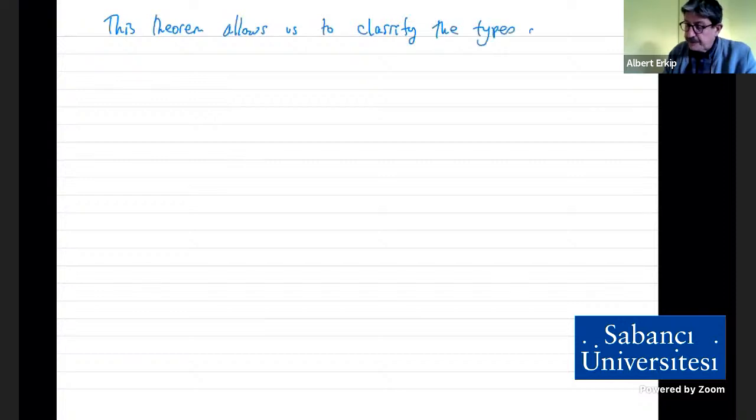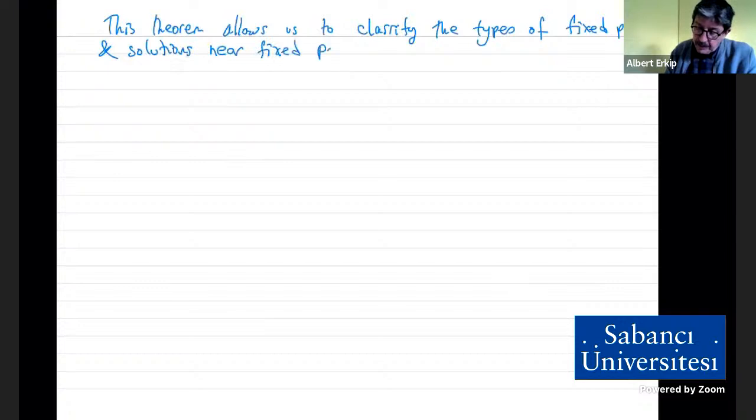this theorem allows us to classify the types of fixed points and solutions near fixed points. Okay, the solutions near fixed points.